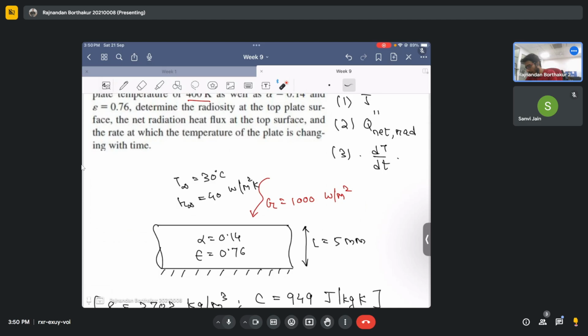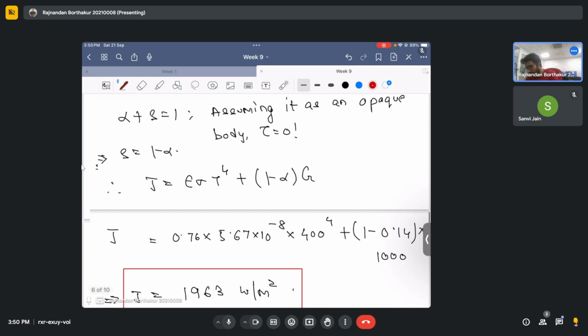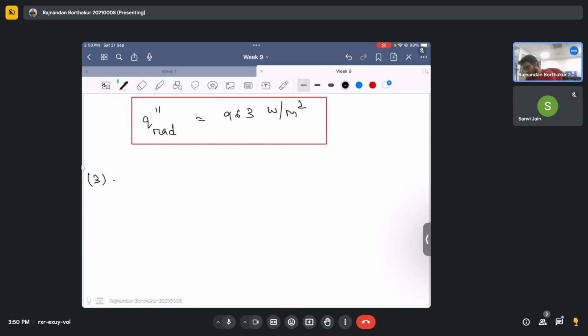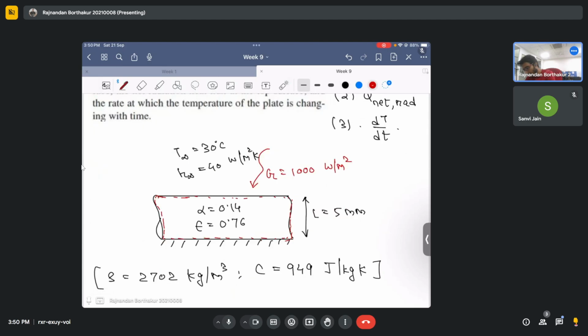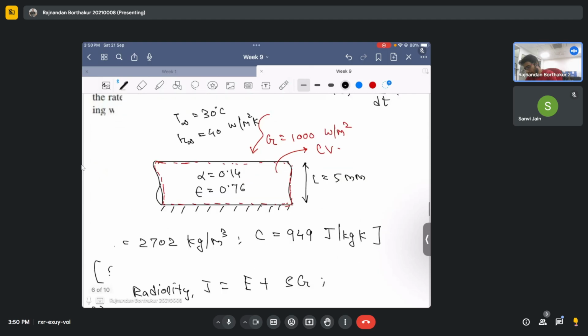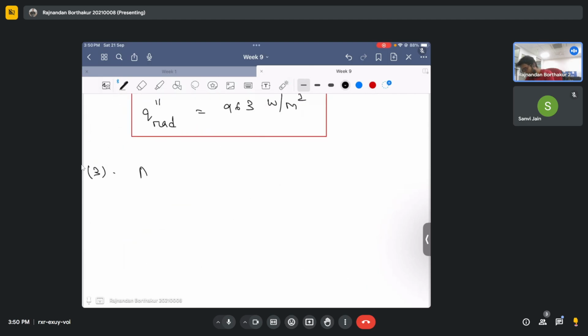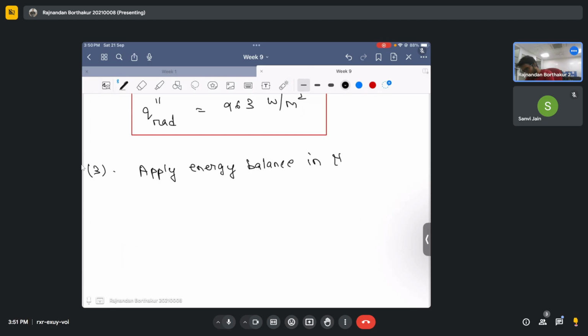Okay, I'll give you a hint. What we'll do is choose a control volume that encompasses this body, and we will simply apply an energy balance in this control volume. This is my control volume, of course, and if I apply the energy balance in the control volume, then it will say what?